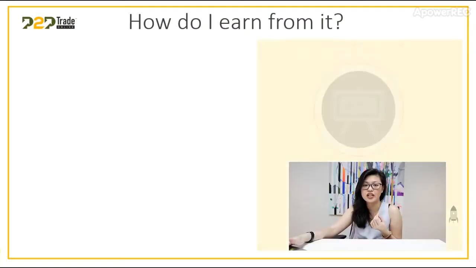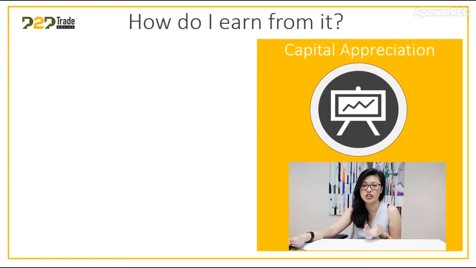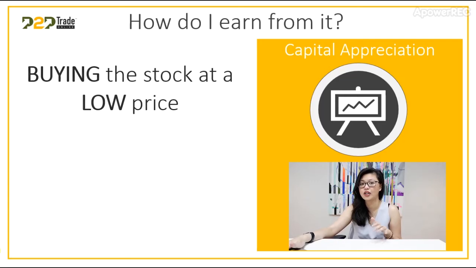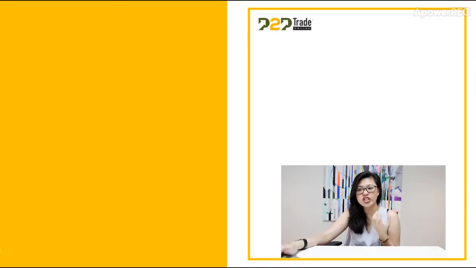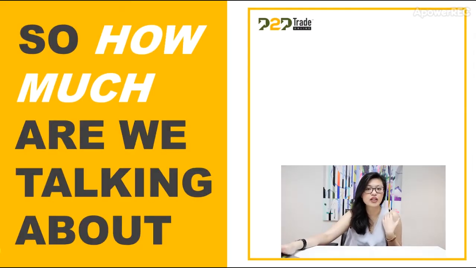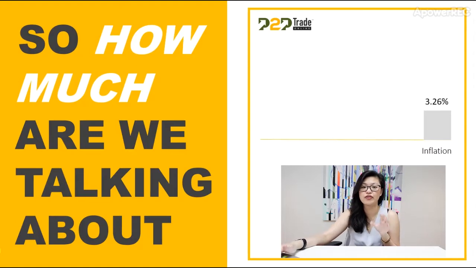Okay? The second way and more common way to earn in the stock market is via capital appreciation. So that's the simple concept of buying a stock at a low price and then selling it at a high price. That's what capital appreciation is. Now, how much are we talking about when it comes to earning in the stock market? Before we talk about that, we first have to know the concept of inflation.